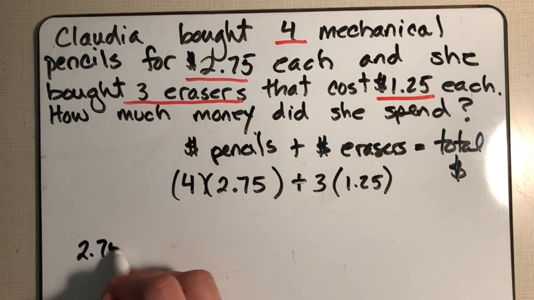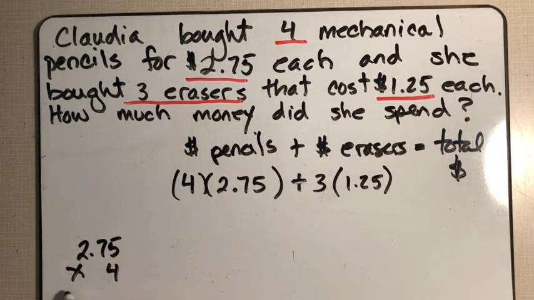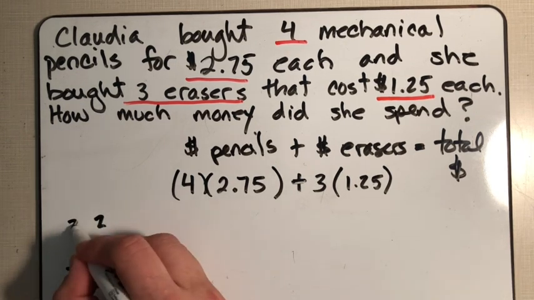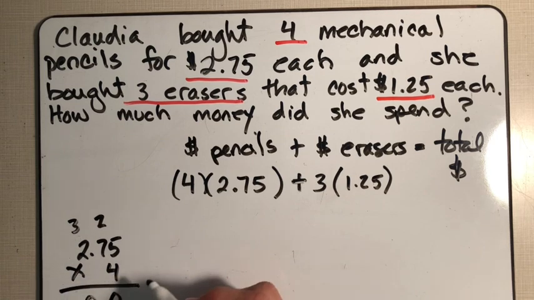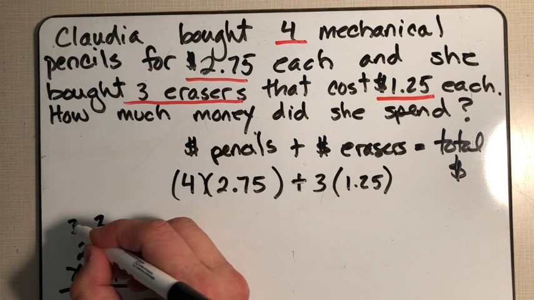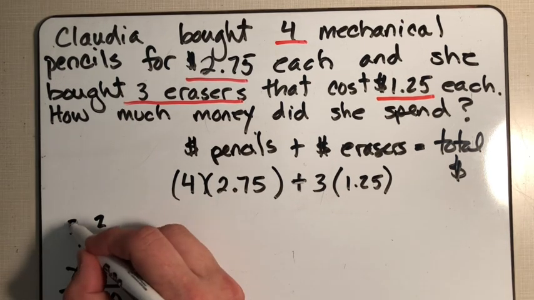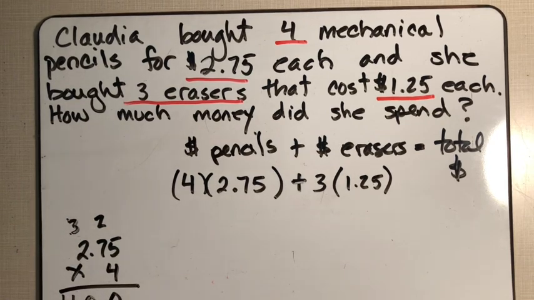So 2.75 times 4. Multiply first, worry about the decimal at the end. 5 times 4 is 20. 7 times 4 is 28, plus 2 is 30. 4 times 2 is 8, plus 3, 8, 9, 10, 11. That's 11. All right, so I have 1,100. That's the first thing I need to do.